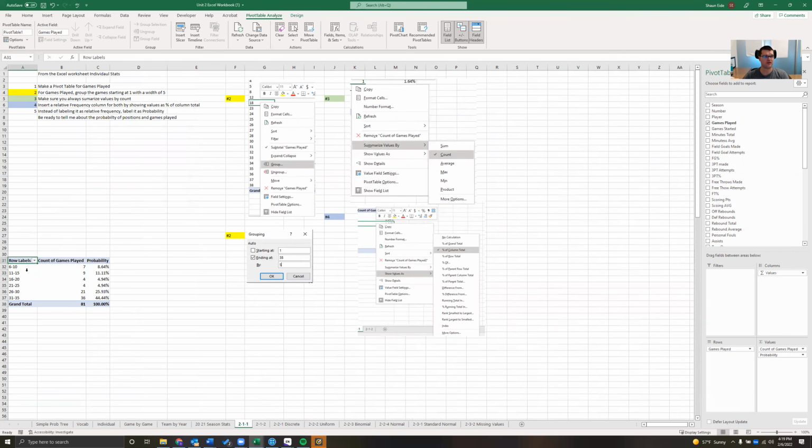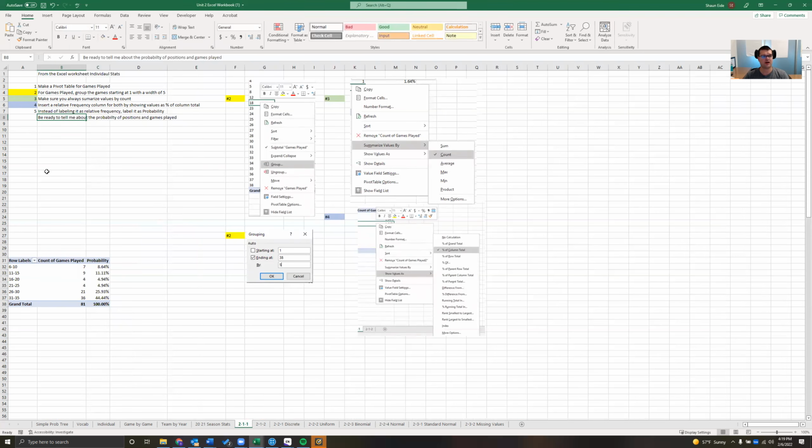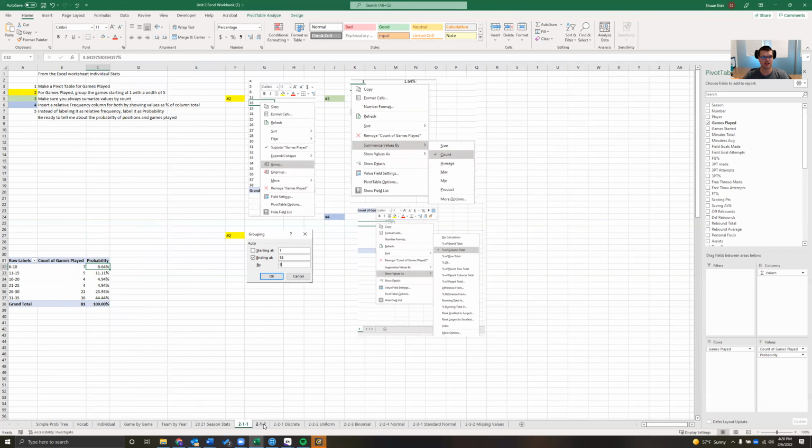The probability of an individual playing 11 to 15 games is 11.11%. And then going all the way up to this, the probability of an individual playing 31 to 35 games is 44.4%. Okay. And so this is something that you just got to really understand when you're interpreting these types of things.